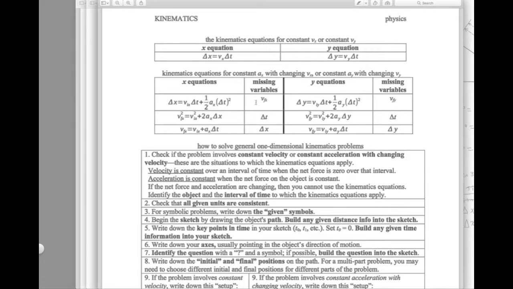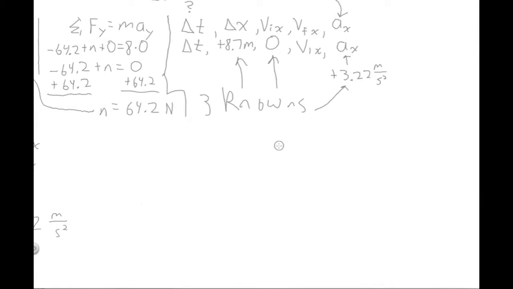On this problem, the kinematics variable that we don't care about is v final x. This is the kinematics equation that's missing v final x. So this is the kinematics equation that we're going to work with for this problem. So the equation that we're going to use here is delta x equals v initial x delta t plus 1/2 a sub x delta t squared. Remember to write the general equation before you start plugging in.